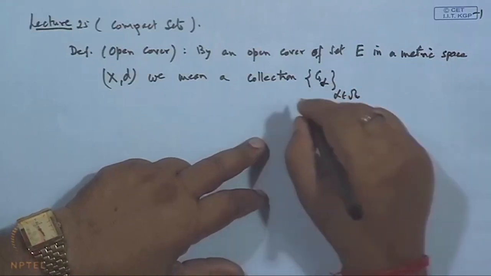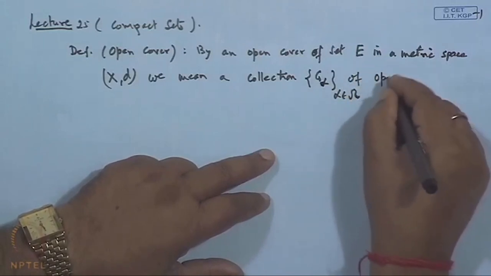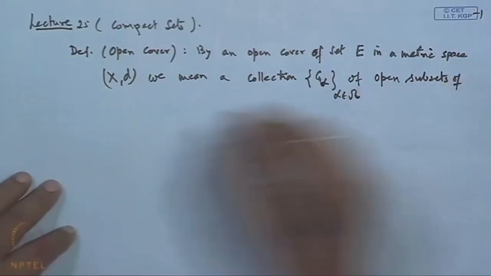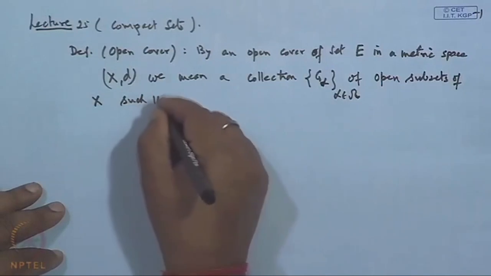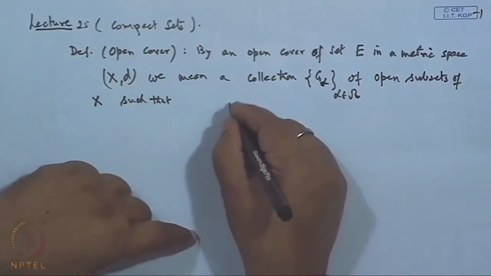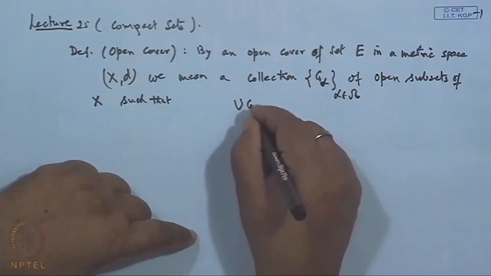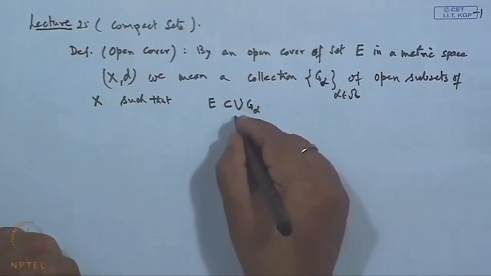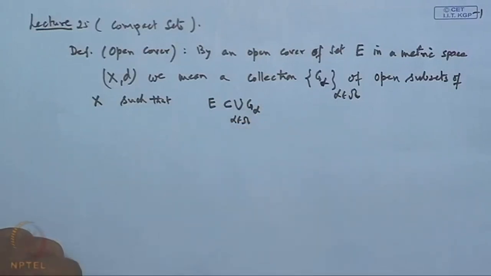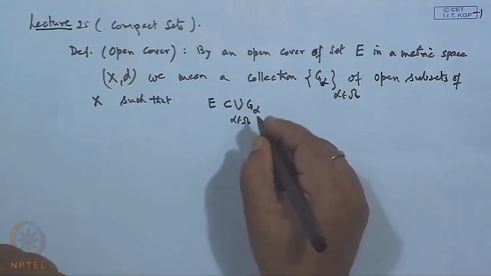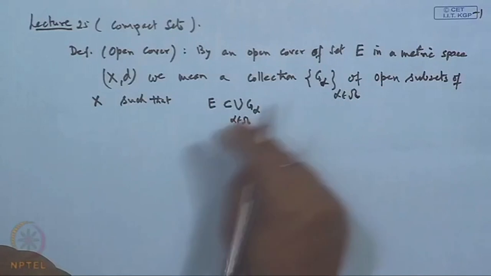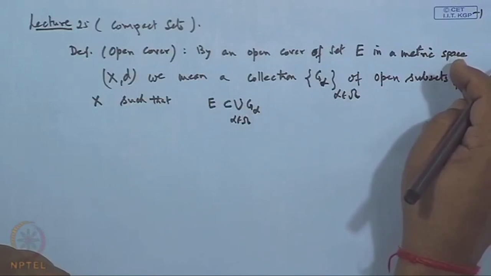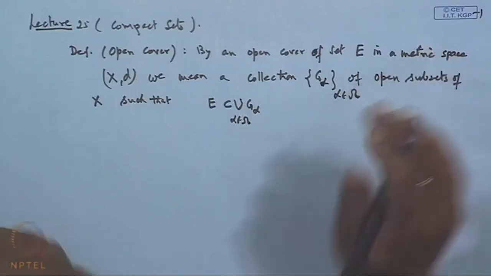Alpha belongs to the index set omega, of open subsets of X such that the arbitrary union of these open sets G alpha covers E, when alpha belongs to omega. Okay. So, if a collection of open sets has an arbitrary union that covers E, then we say this collection of open sets in the metric space (X, d) is called an open cover for E.